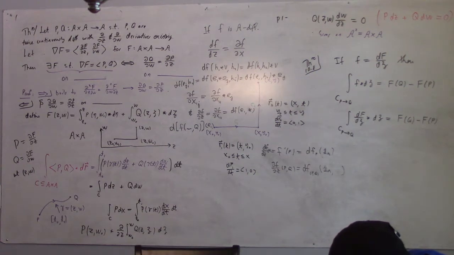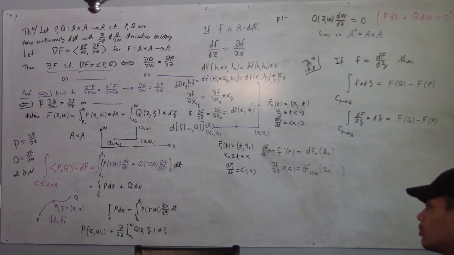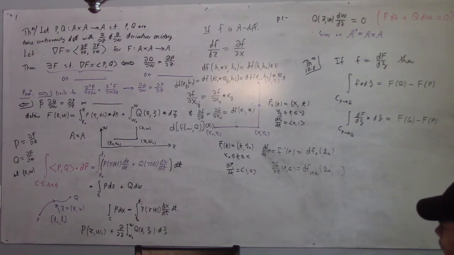I would like to say that the condition partial q partial w equal to partial p partial z, if that condition holds over an appropriate domain, implies that this integral is path independent. That'd be nice. Okay.